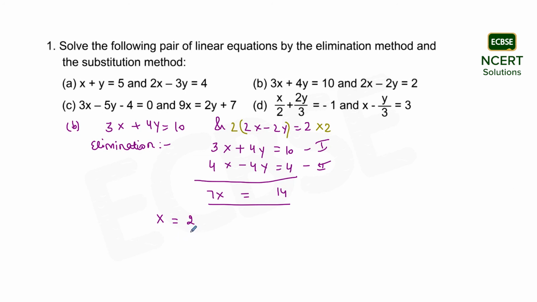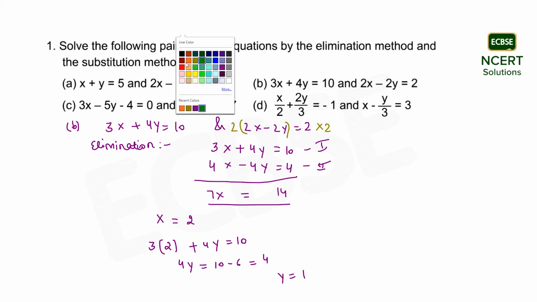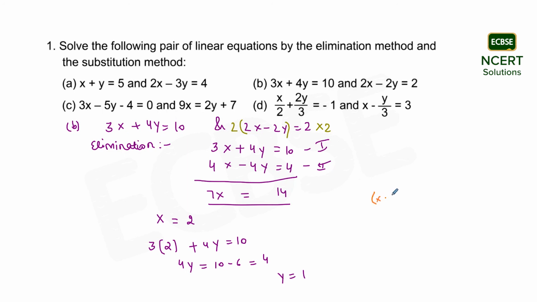Now substitute this value of x in the first equation. So the first equation is 3x, substituting the value of x, that is 2, plus 4y is equal to 10. Or we can write 4y is equal to 10 minus 6 is equal to 4. Here the value of y comes out to be 1. So from here the value of the variables x comma y is equal to 2 comma 1. So this was about the elimination method.